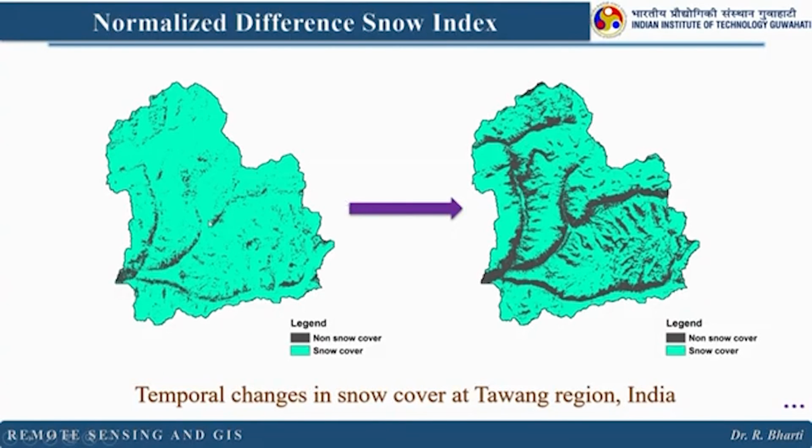Once you know how to apply this normalized difference snow index, you can easily find out the area covered by snow and the area covered by other materials. So this is one of the examples. I hope you have understood this digital image processing. From next lecture onwards, we will start a new topic. Thank you.